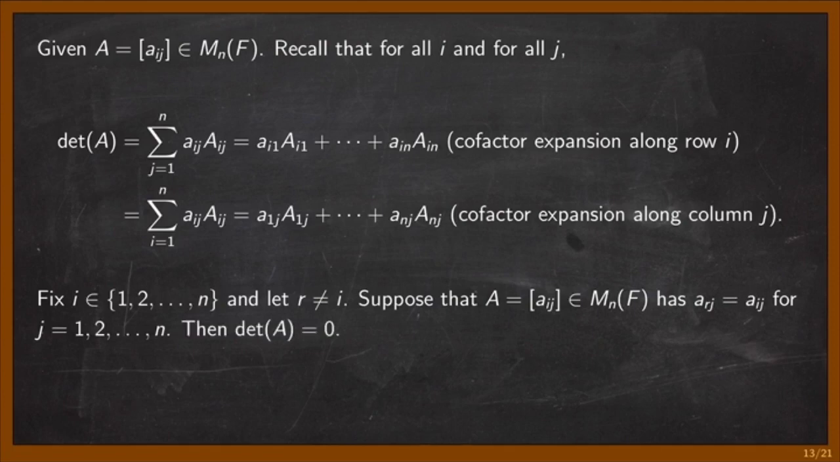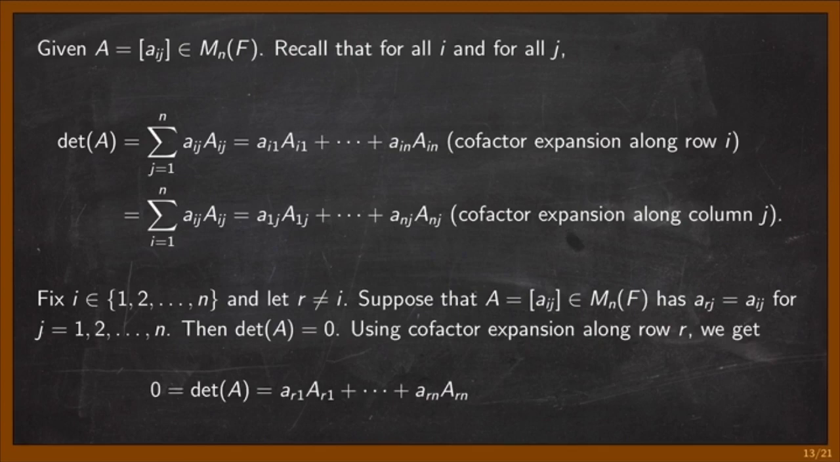And of course, because this is a matrix with two identical rows, its determinant is equal to 0. But when you try to use the row R to expand the determinant of A, this is the cofactor expansion of the determinant using the row R. But because of this condition, AR1 is equal to AI1.